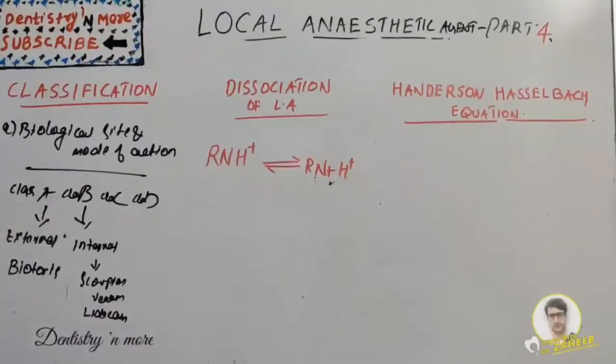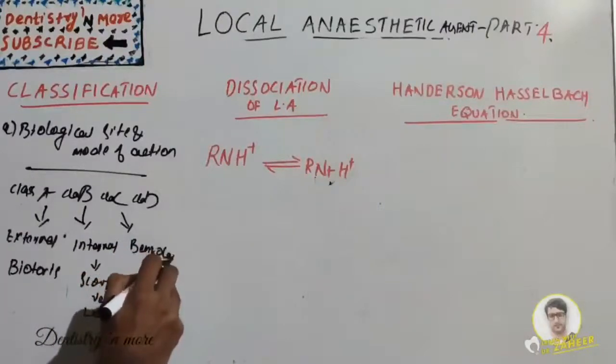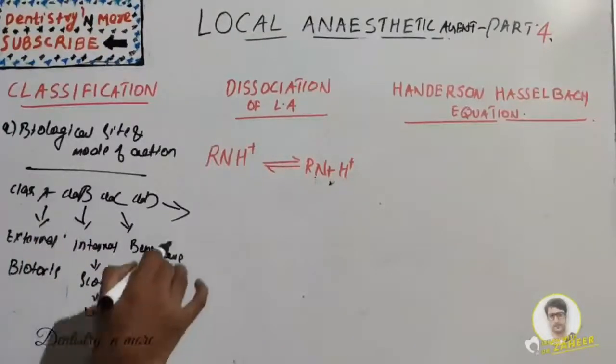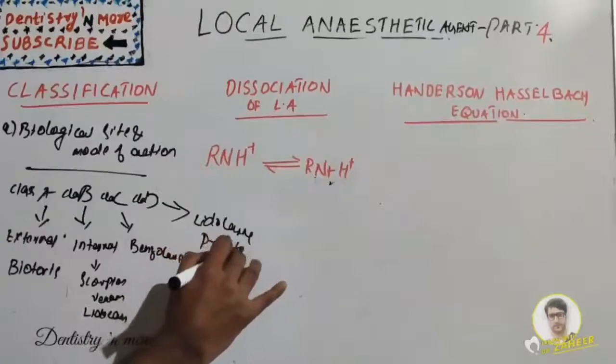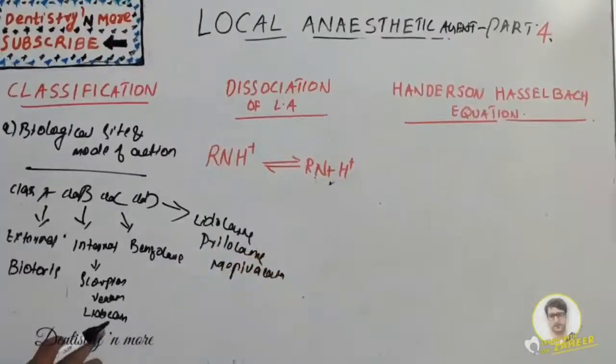Whereas class C is agents acting by a receptor-independent physicochemical mechanism, which is benzocaine. And class D is agents acting by a combination of receptor and receptor-independent mechanisms. The most common examples are lidocaine, prilocaine, and mepivacaine. So this is class A, B, C, D based on the biological site and mode of action.